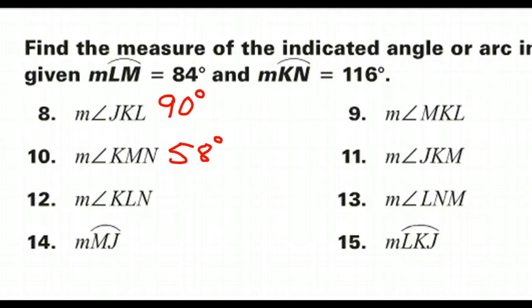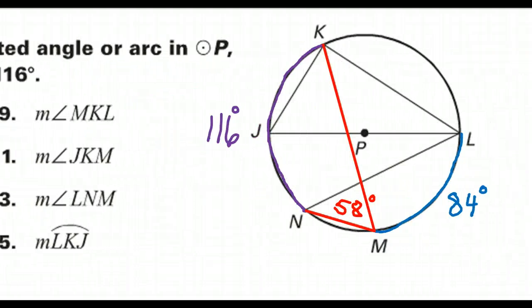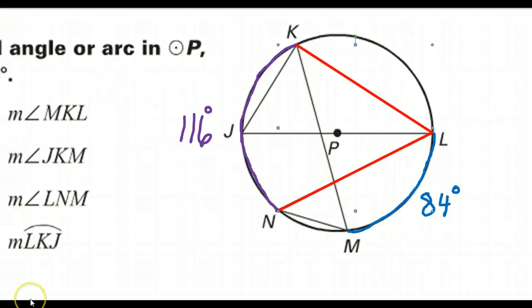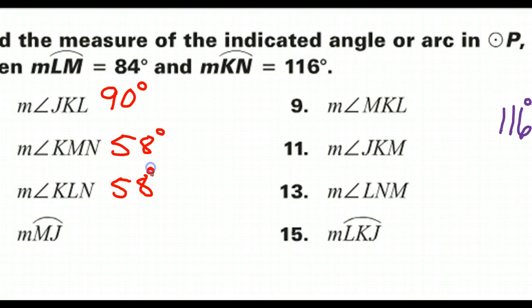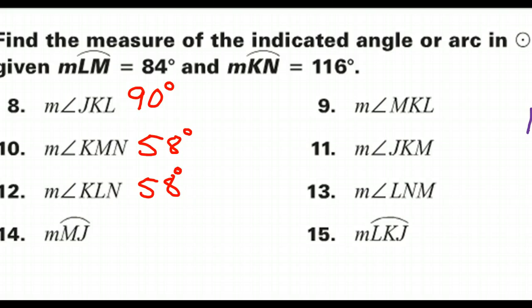Looking at number 12, KLN. Oh, this is just too good. Hopefully you can see this is the exact same situation. This red angle once again has the purple arc as its intercepted arc. So this inscribed angle will be half once again, and it will be 58 degrees. Easy peasy lemon squeezy. So let's see, now we're supposed to find arc MJ.